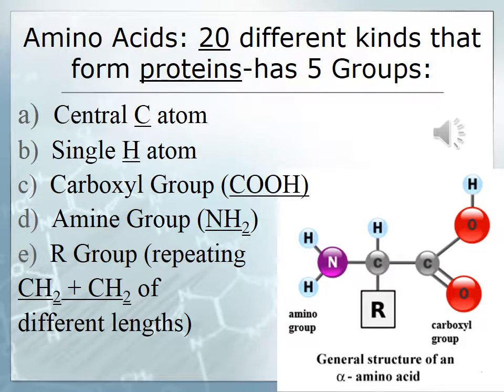And an amino acid has 5 distinct groups. There's a central carbon atom, a single hydrogen atom, a carboxyl group, an amine group. So when you see that nitrogen, amine, that means it's an amino acid, and if an amino acid joins together with an amino acid, we get a protein. And then there's an R group, which means this could be a small chain of CH2 or a long chain of CH2.